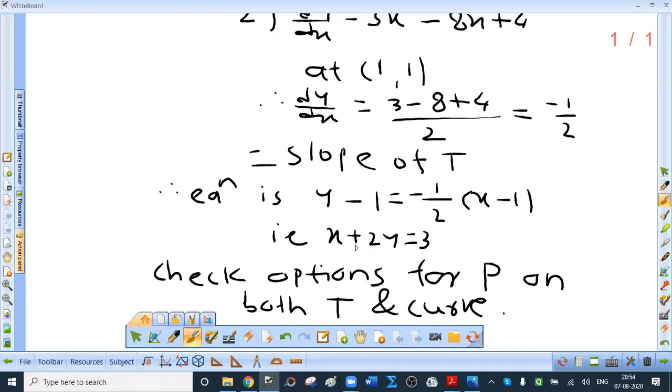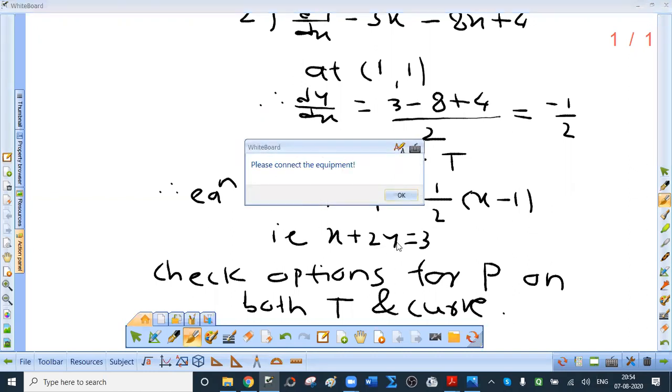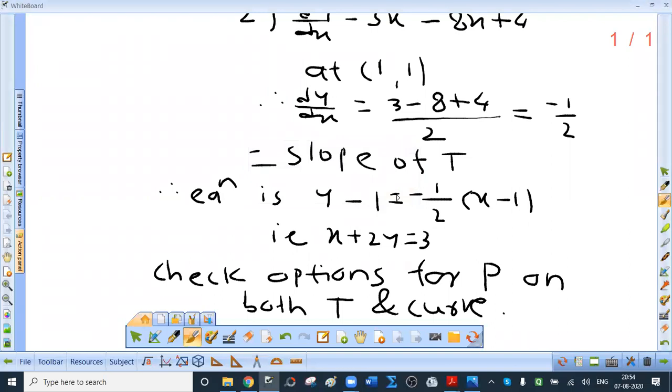What is the standard procedure? The standard procedure is from this x is 3 minus 2y, put that in the equation of curve, you get a quadratic equation in y, one root is definitely 1, find the other root and so on. Now this is shortcut method. Check options one by one. For example, option A, 4, 4. We will not consider that because 4, 4 is not satisfying x plus 2y equal to 3. Then consider option B and then C and then D if required.